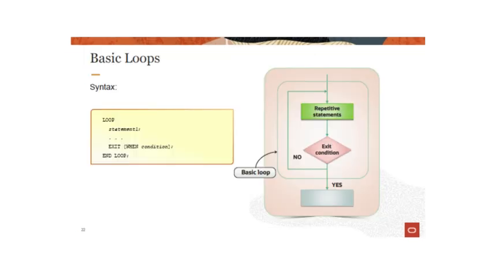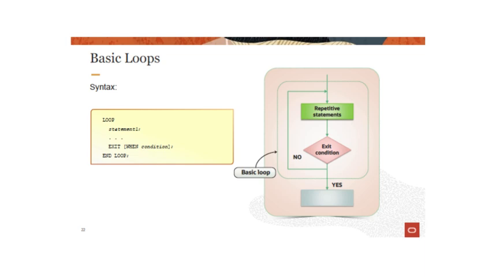The simplest form of a LOOP statement is the basic loop, which encloses a sequence of statements between the LOOP and END LOOP keywords. Each time the flow of execution reaches the END LOOP statement, the exit condition is checked. If the exit condition evaluates to false, the statements in the loop are repeated.